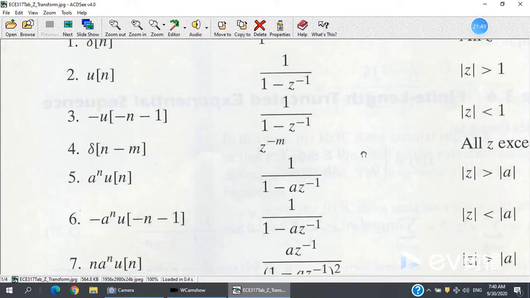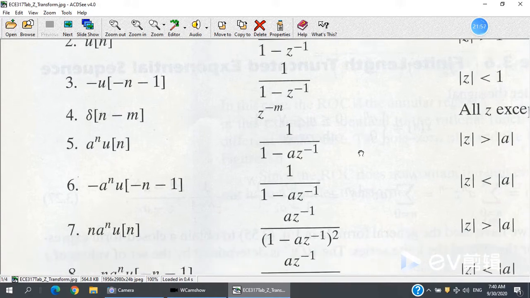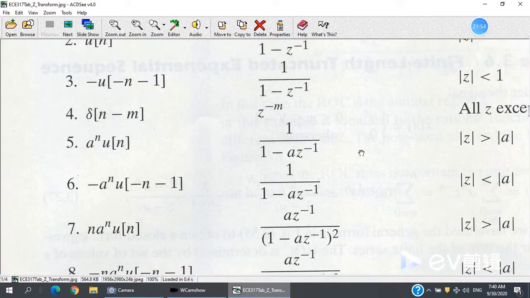This is the second one, the fourth one, and the fifth and sixth. They are also similar in relation, like 2 and 3, right? They are different signals. One is for positive n, you can have value. The other is for negative n, you can have value. And they have the same Z transform. Right? You see, they are the same. The Z transform is the same, but they have different ROC.